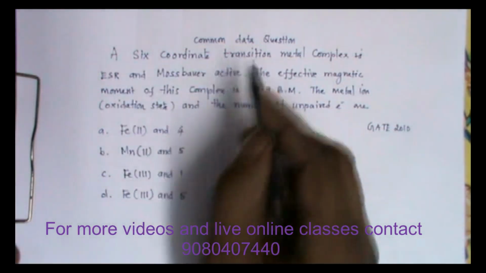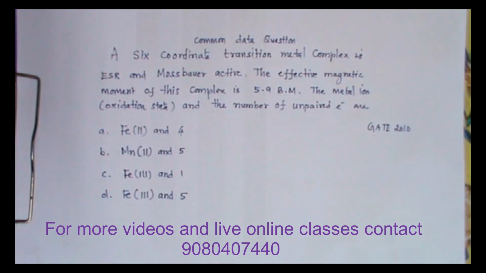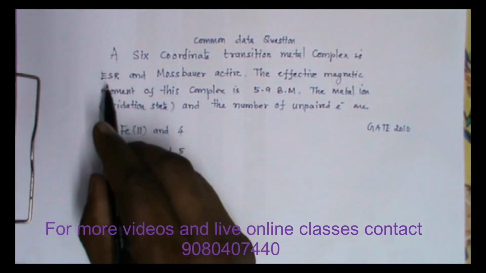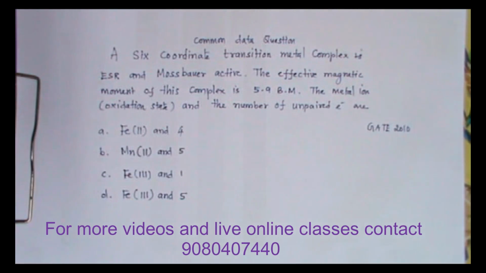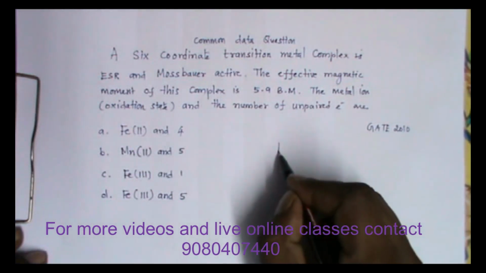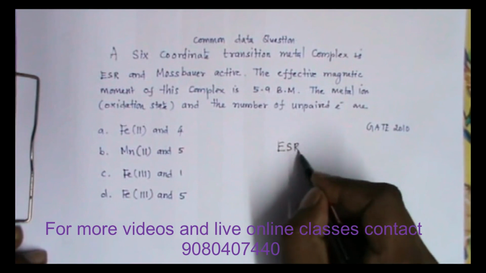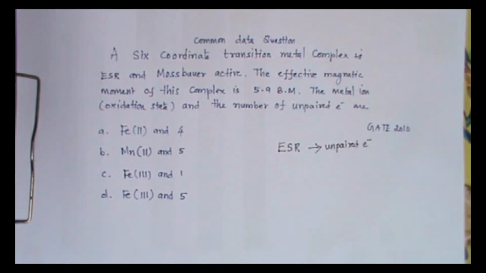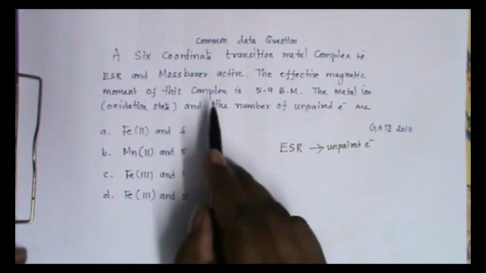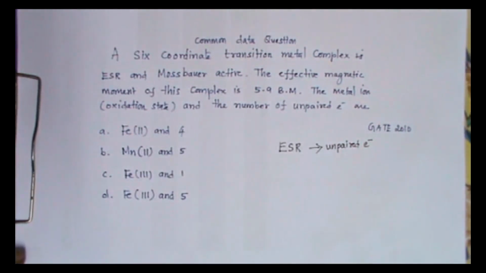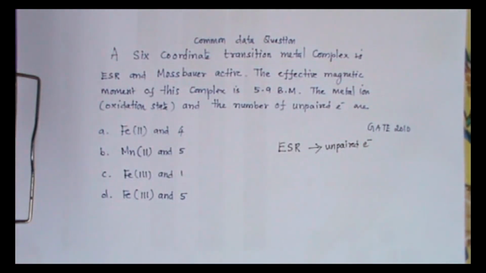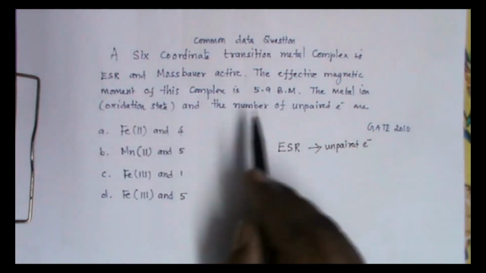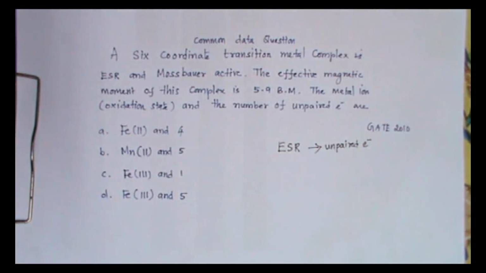It is a 6-coordinate transition metal complex, so it is an octahedral complex. The complex is ESR and MASS Bioreactive. For a complex to be ESR active, there should be an unpaired electron. Further, this is confirmed by the magnetic moment. The effective magnetic moment of this complex is 5.9 BM. For time being, I skip MASS bioactivity. Let us consider it is ESR active and the magnetic moment is 5.9 BM.